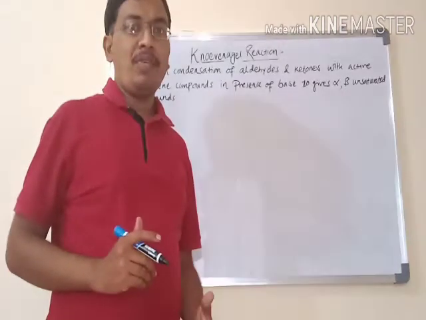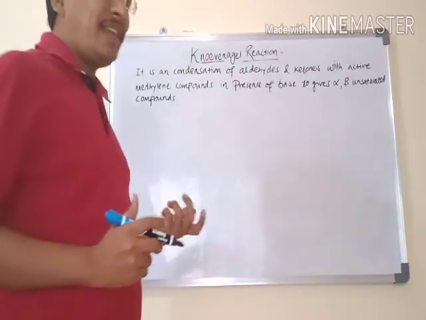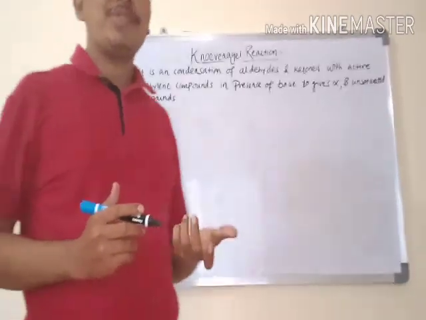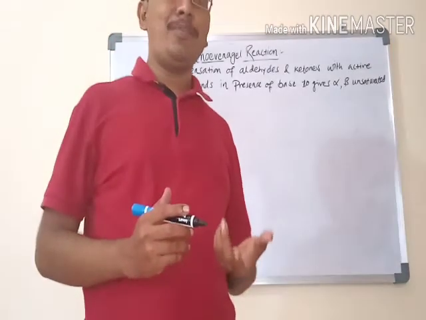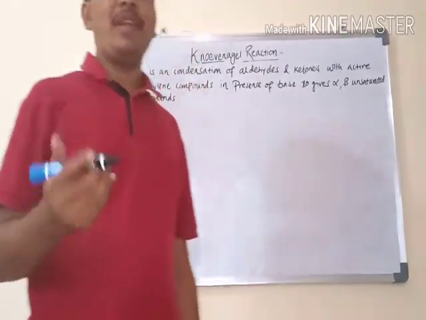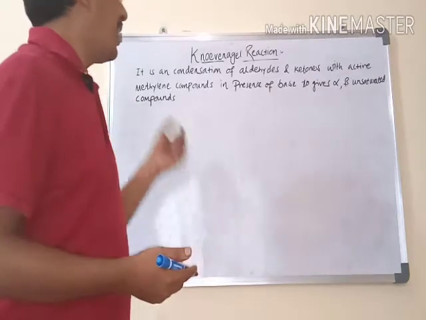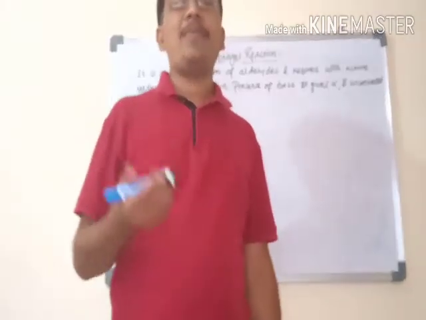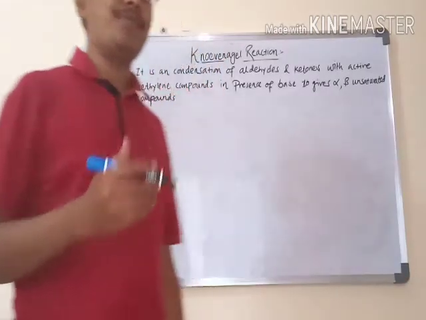Today we will learn Knoevenagel reaction. Knoevenagel reaction, it is a reaction of aldehydes and ketones with active methylene containing compounds like diethyl malonate or malonic acid in presence of base to give alpha beta unsaturated compounds.